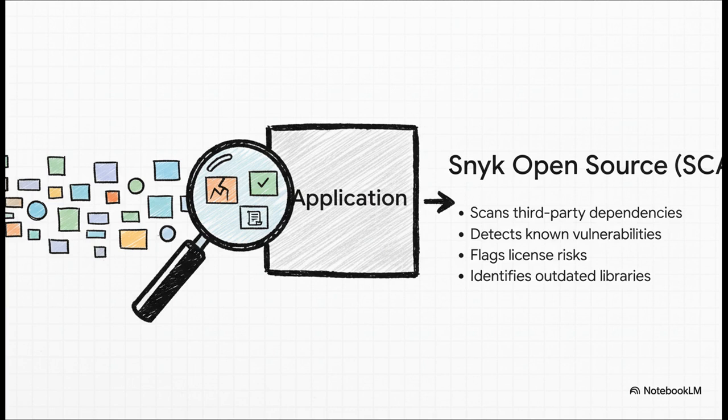Now think about it. A huge chunk of any modern app is code you didn't write. It's all those open source packages from NPM or pip. This tool scans all of those dependencies for known security holes, checks for any risky licenses, and even tells you when a library is just plain outdated.